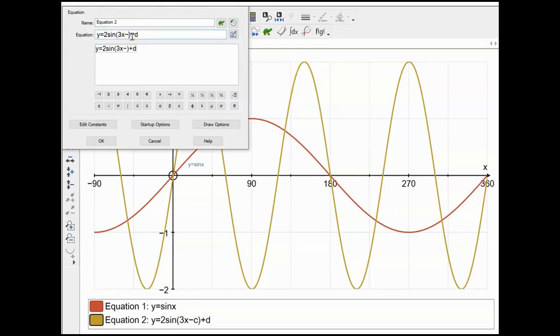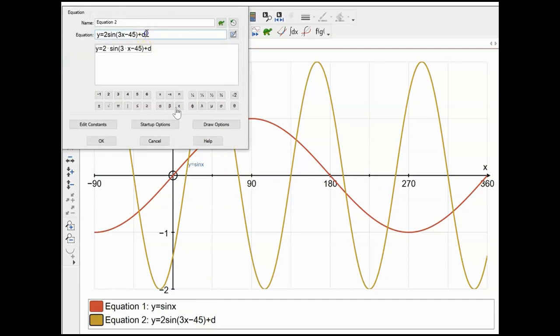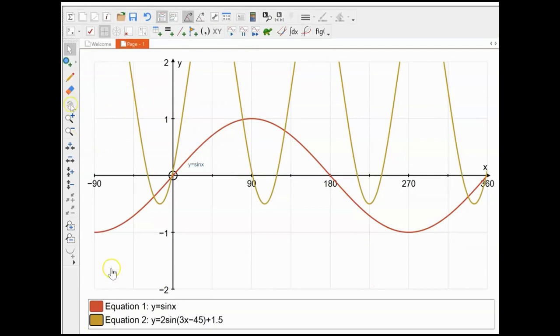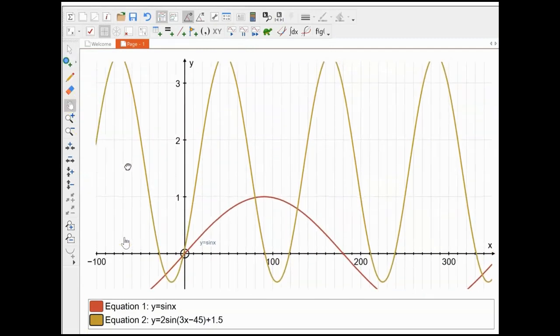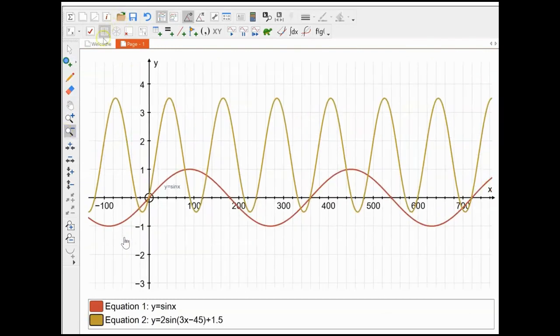Now if I'm going to replace C by 45 degrees, the graph has been moved 45 degrees to the right, as shown here. Now I'm going to replace the D with a constant 1.5, so we should expect our graph to be moved 1.5 units up. So that's your translation. To see for a better view, I'm going to reduce the size, and you can see the movement there.